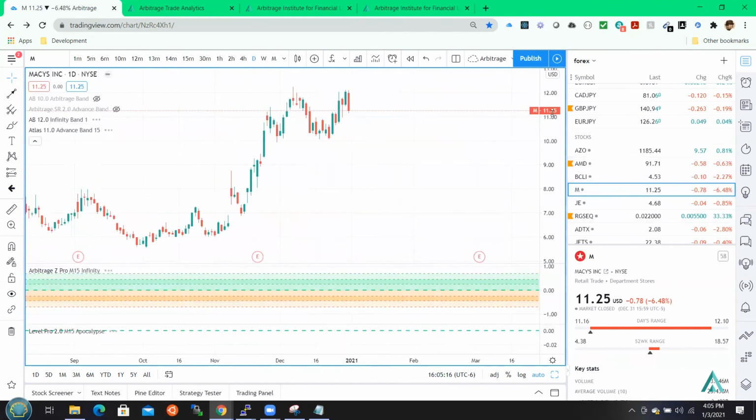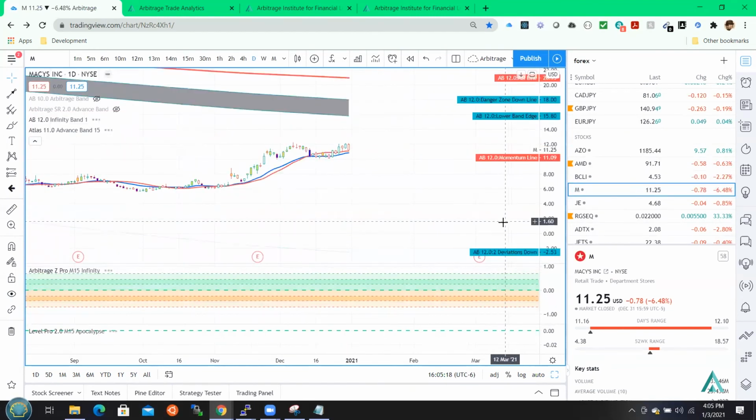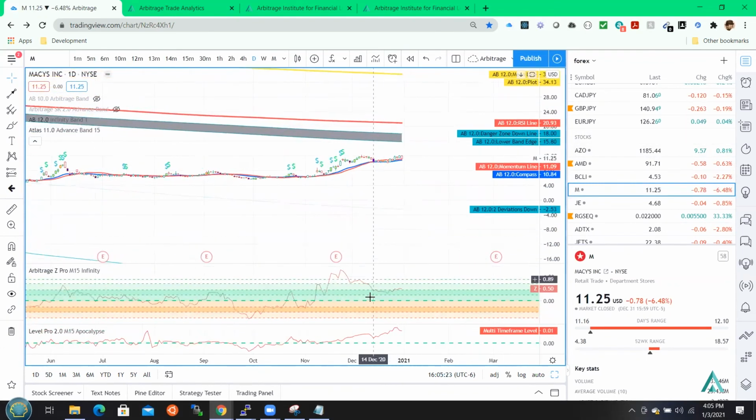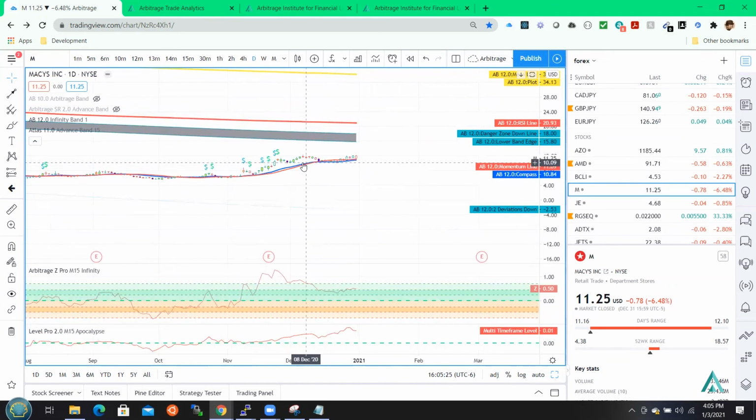Macy's. Macy's for you guys playing stock. We're set at the daily time frame. I haven't got any indication that it's time to go as of yet. We are holding the compass.